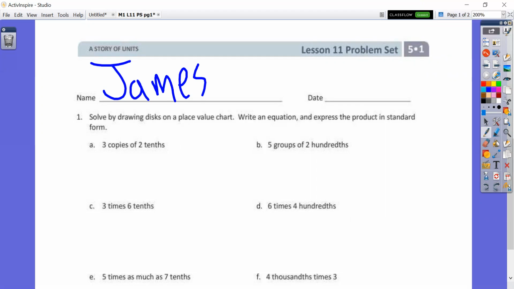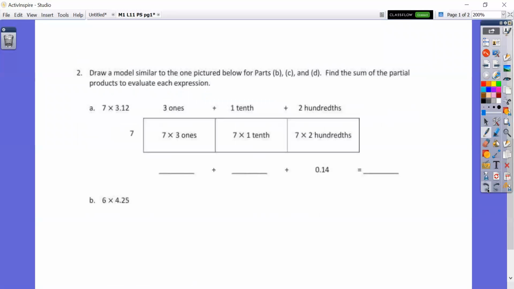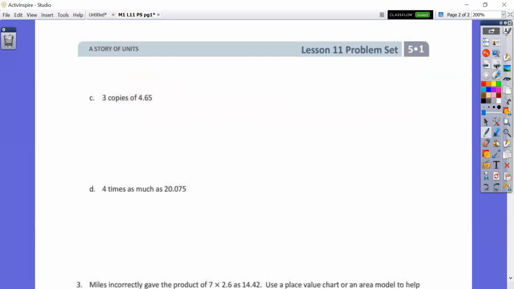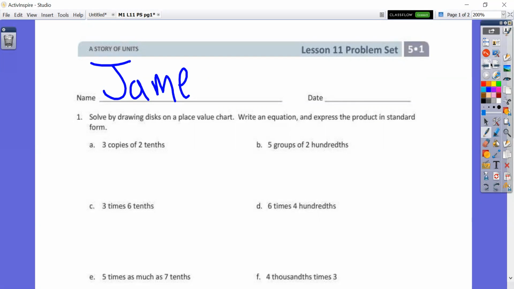Now, it says solve by drawing disk. Let's just change that real quick. Solve by, oops, oh no, Mr. Briggs. What is going on? Whew, that was weird. I have no idea what buttons I was pushing, but we got it back. So let's put the S there. Solve by drawing. Let's not do disk, let's do digits on a place value chart.